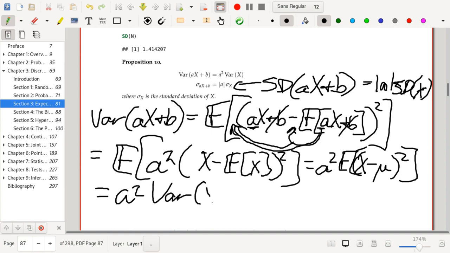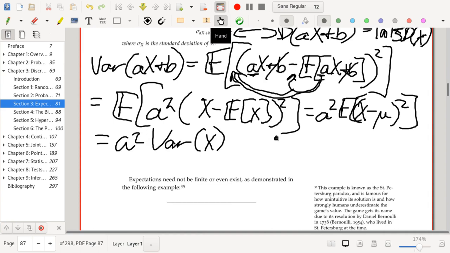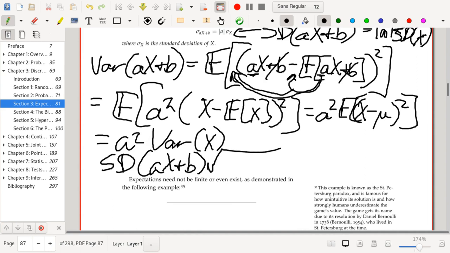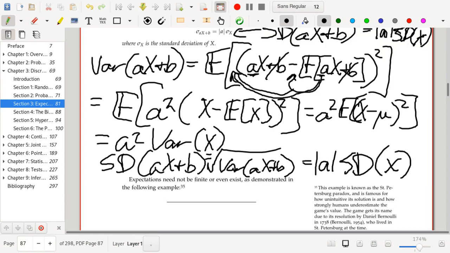All right, what do we then say for the standard deviation? We say that the standard deviation of ax plus b is equal to the square root of the variance of ax plus b, which is equal to, after you do that algebra, the absolute value of a times the standard deviation of x, because you're just going to take the square root of what I've highlighted in blue. Just take the square root of that and you're good. All right, so there's that formula.